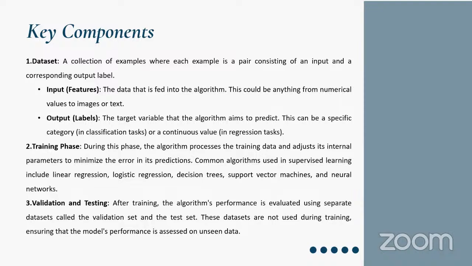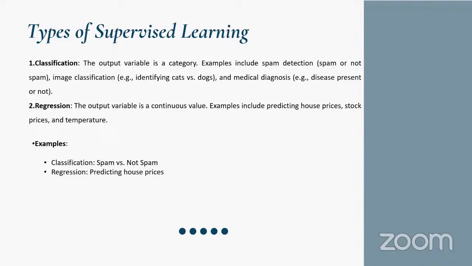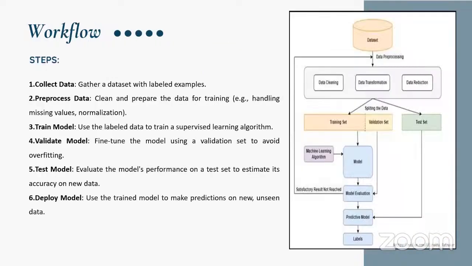Then you have validation and testing. After the training, the algorithm's performance is evaluated using separate data sets called the validation set and test set. These data sets are not used during the training, ensuring that the model's performance is assessed on unseen data. I will be telling all this in a broader manner. Again, this is classification and regression; there are many.